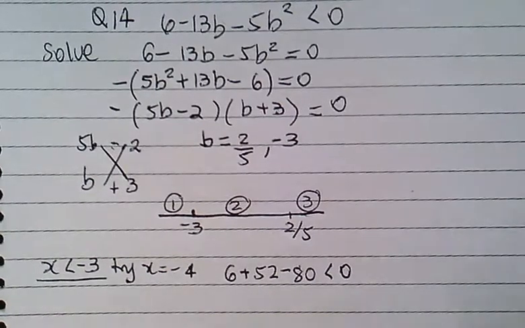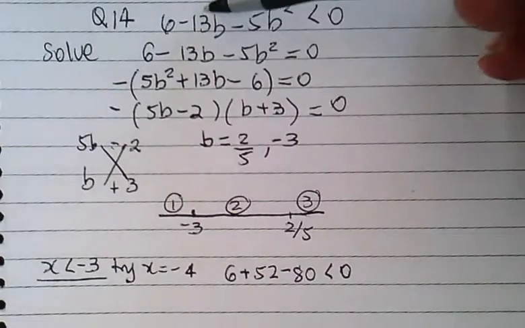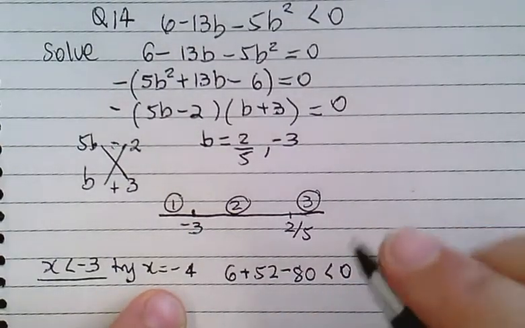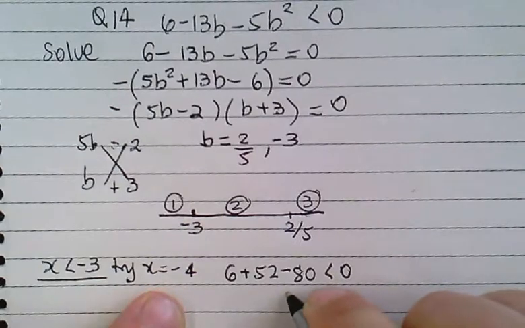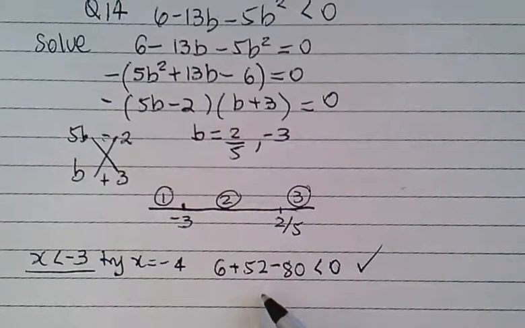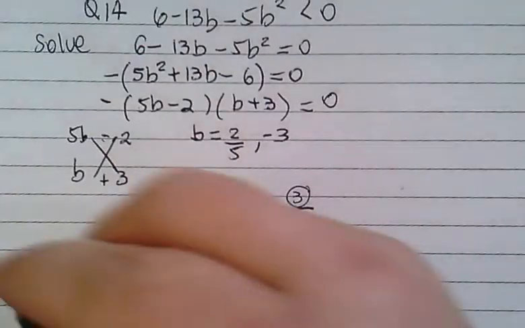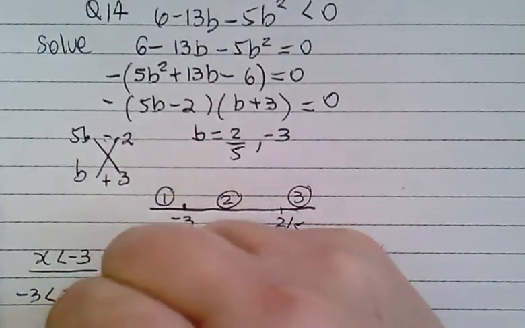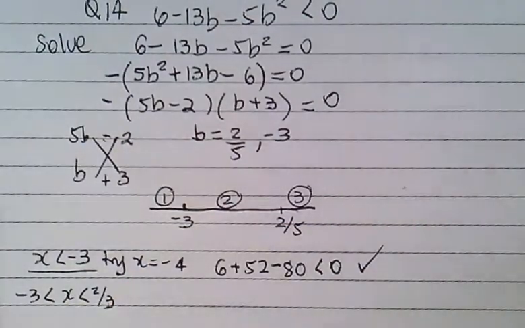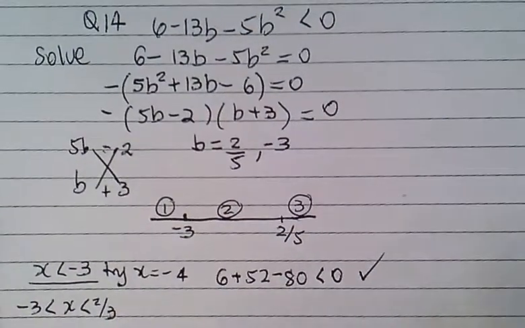Is that true? Did I make a mistake? 6? It is. So again, I've got the outers. Doesn't matter. All right, so I've got, well, that's true. I don't even have to work it out. It's 58 minus 80. That's negative, it's -22. I can see it's true. Right. Then x lies between -3 and 2/3.